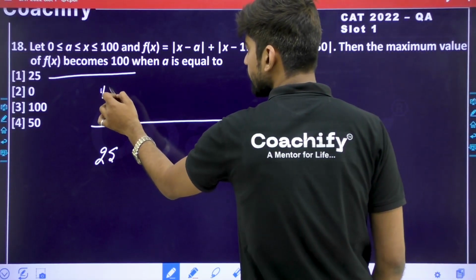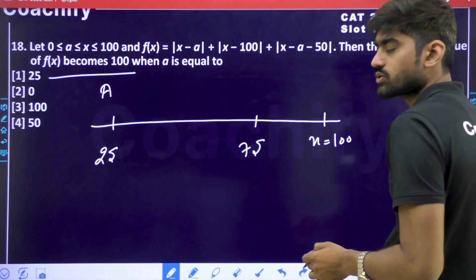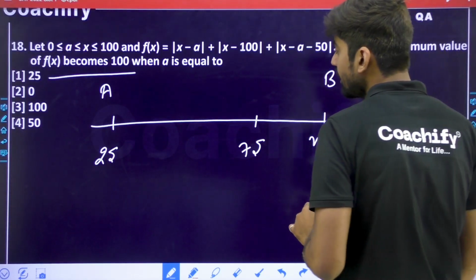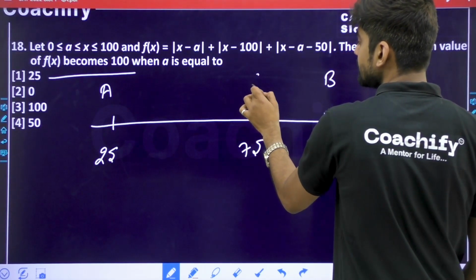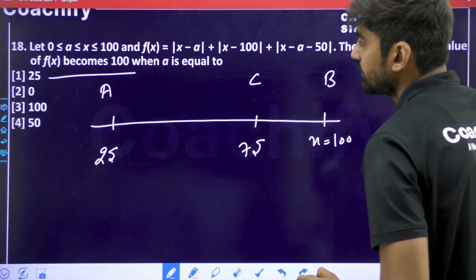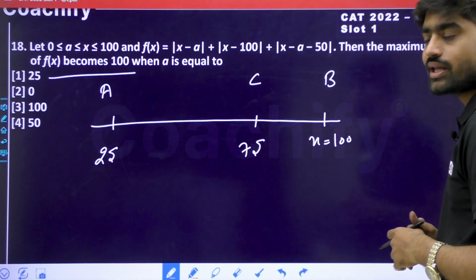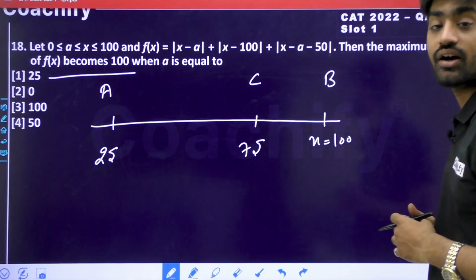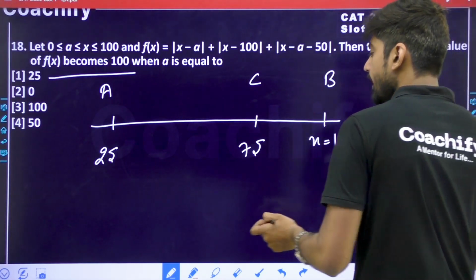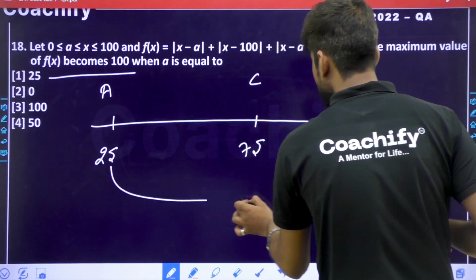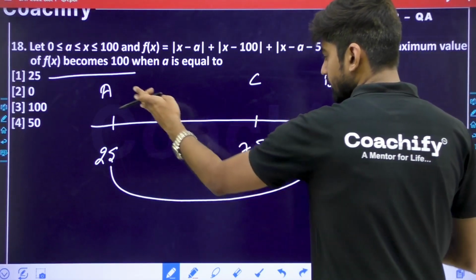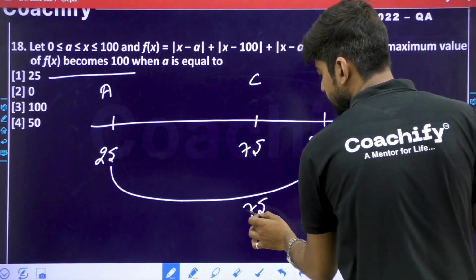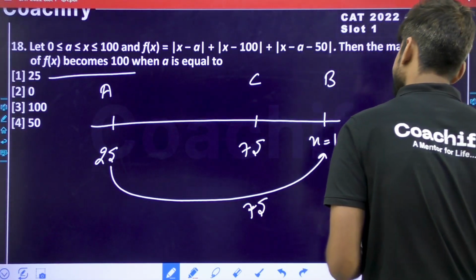So these are the three friends, one who is standing at x equals 25, the other one, B, standing at x equals 100, and the third one, C, who is standing at x equals 75. Now I have to make them travel in such a way that the maximum distance becomes 100. Let's say if this friend comes and meets B here, this maximum distance is going to be 75. This is not coming out as 100.